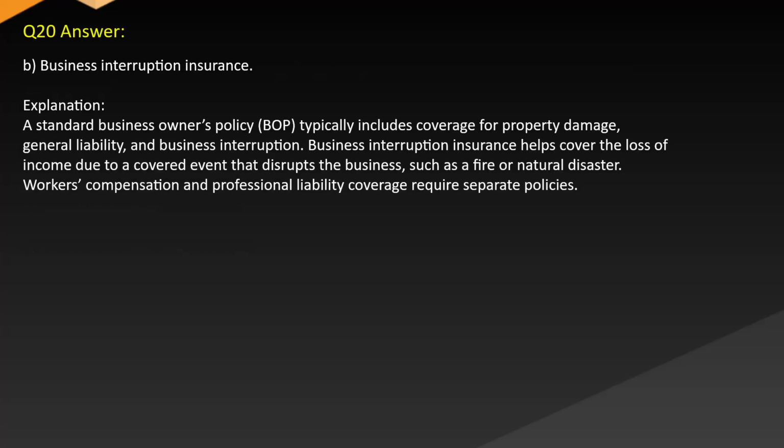Answer. B. Business interruption insurance. Explanation. A standard business owner's policy, BOP, typically includes coverage for property damage, general liability, and business interruption. Business interruption insurance helps cover the loss of income due to a covered event that disrupts the business, such as a fire or natural disaster. Workers' compensation and professional liability coverage require separate policies.